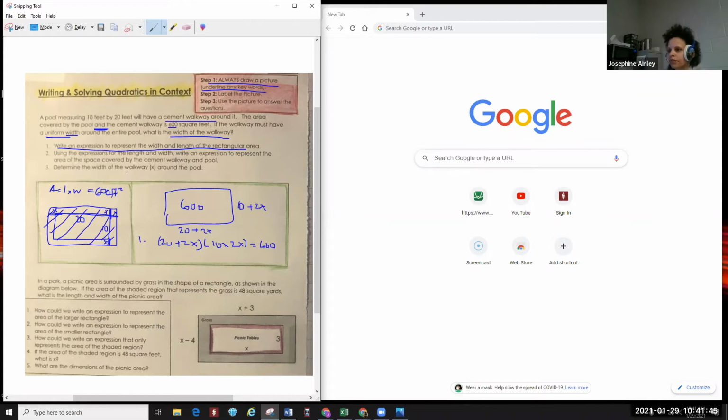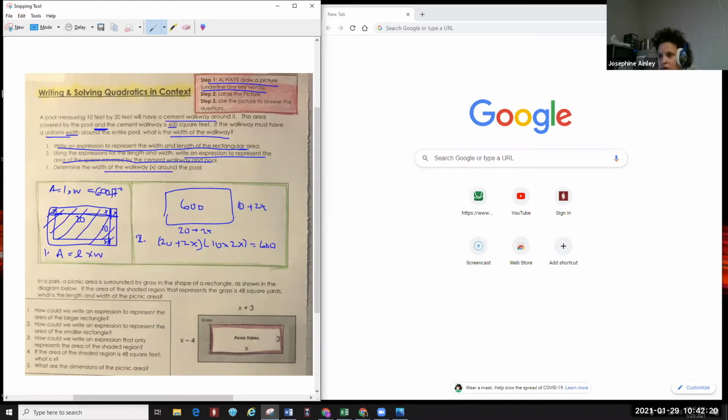That's my expression. Number two, using expressions for the length and width, write an expression to represent the area of the space covered by the cement walkway and pool. Okay, so this is number two. So that's for the whole thing. For the width of just the rectangular area would be 10 times 20. Well, I guess it's asking you to write an expression to represent the width and length of the rectangular area. Okay, so L times W is A.